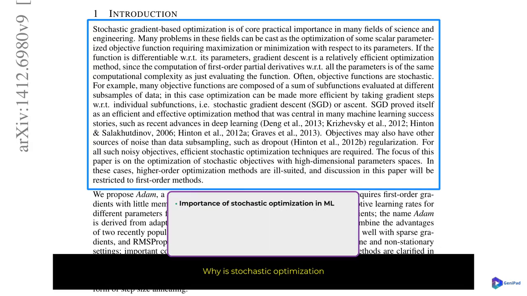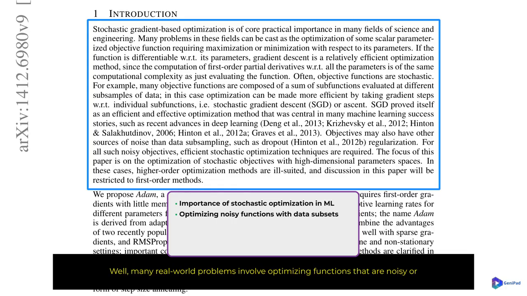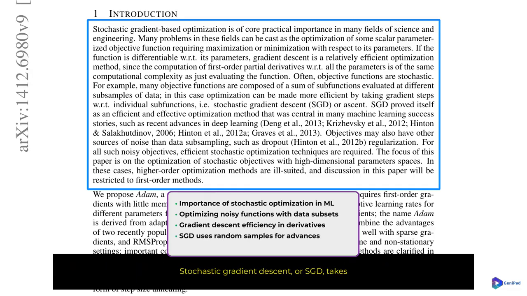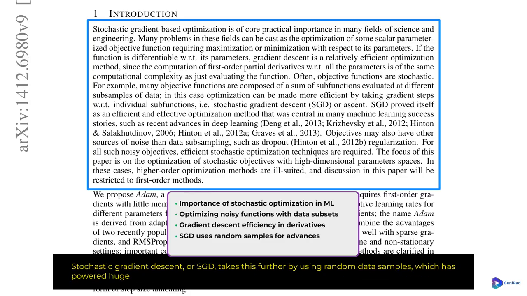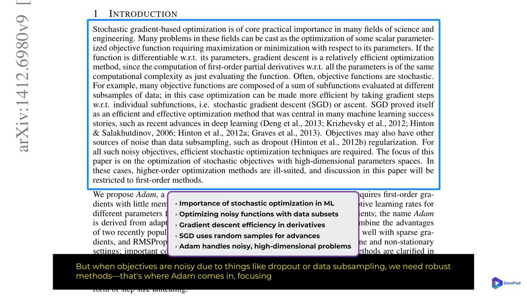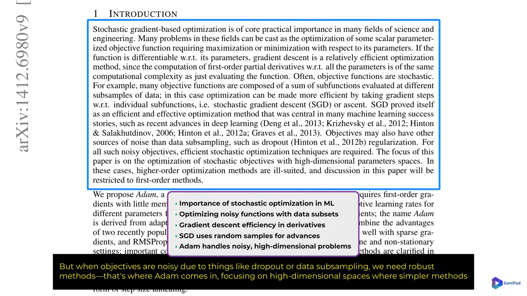Why is stochastic optimization such a big deal in fields like machine learning? Well, many real-world problems involve optimizing functions that are noisy or based on subsets of data. Gradient descent is efficient because computing derivatives isn't much harder than evaluating the function itself. Stochastic gradient descent, or SGD, takes this further by using random data samples, which has powered huge advances in deep learning. But when objectives are noisy due to things like dropout or data subsampling, we need robust methods. That's where ATOM comes in, focusing on high-dimensional spaces where simpler methods fall short.